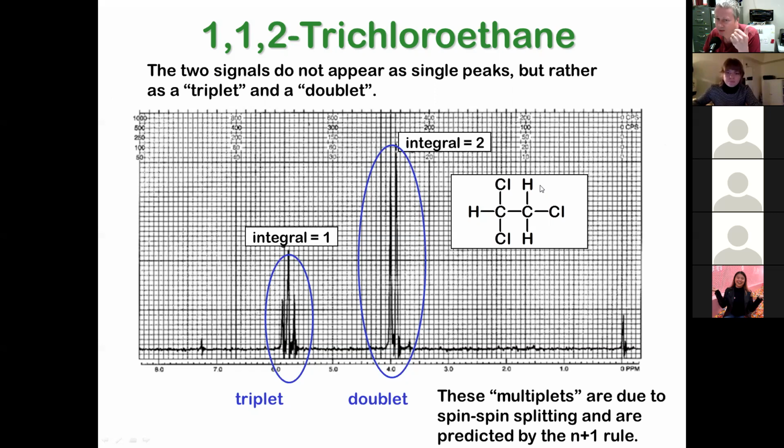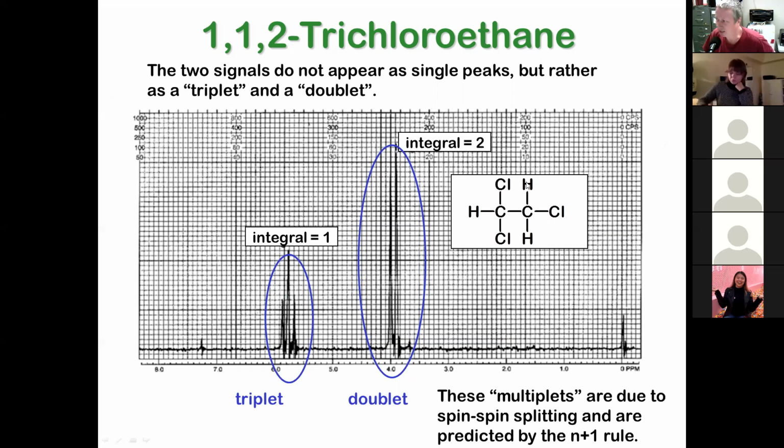Okay. So the rule is going to be called the n+1 rule. 2 neighbors plus 1. That's it. That's the rule. The CH has 2 neighbors. 2 plus 1 is 3, and that's what we see here. Oh, it's a triplet, okay? So the CH is a triplet. Why is the CH a triplet? Because there are 2 neighbors. 2 plus 1 is 3, right?